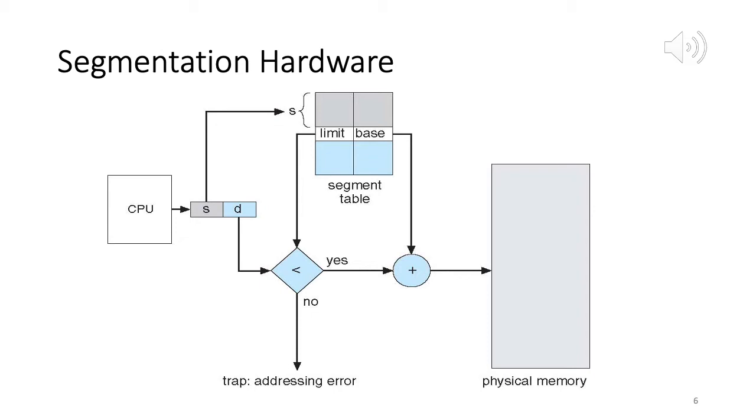As with paging, our objective is the same. For a particular virtual address, we have to generate the corresponding physical address. So same goal here also. The CPU generates a virtual address, and here the virtual address consists of two parts: S, which is the segment number, and D, which is an offset into that segment. Just like in the previous case, we had P, the page number, and D, the offset.